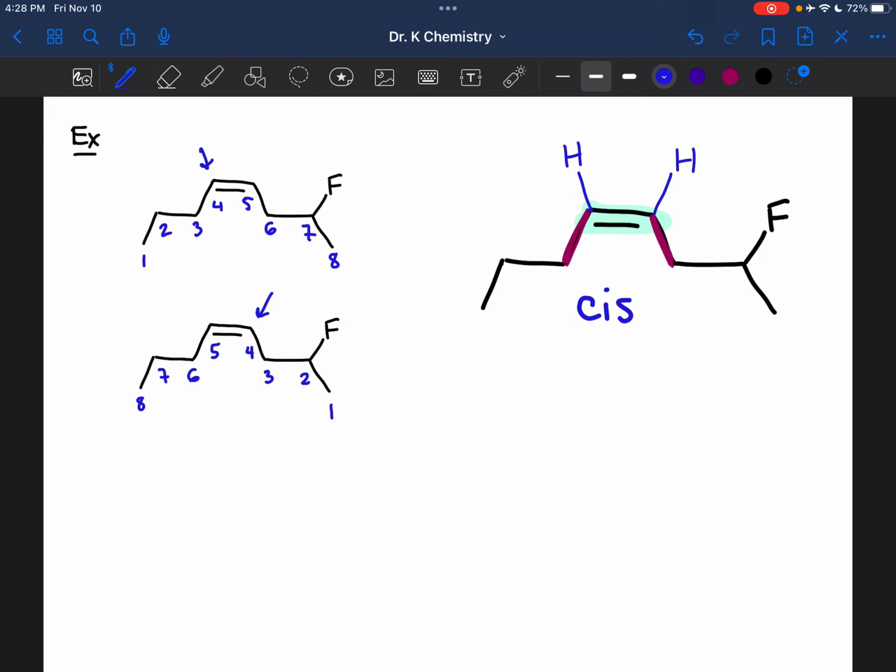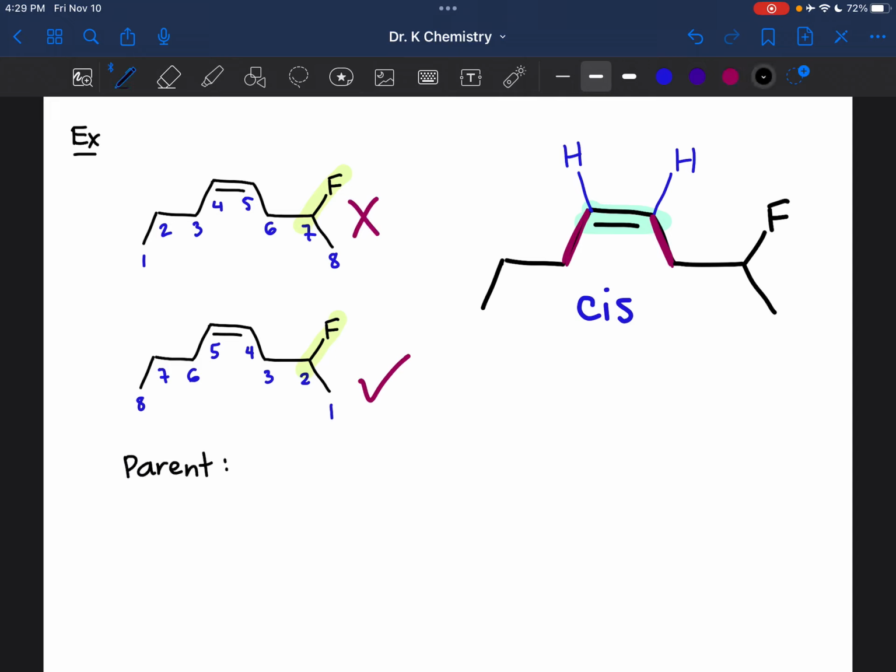So in this case, the double bond doesn't really care which way we go because in either case it has the lowest possible number. So the next thing I'll do to break the tie is to look at the substituent. And I see that in the bottom version, the substituent is on carbon 2, whereas in the top version, the substituent is on carbon 7. So since the double bond is already taken care of, I'm going to choose the version that gives the substituent the lowest possible number. So I would use the bottom numbering system, not the top one.